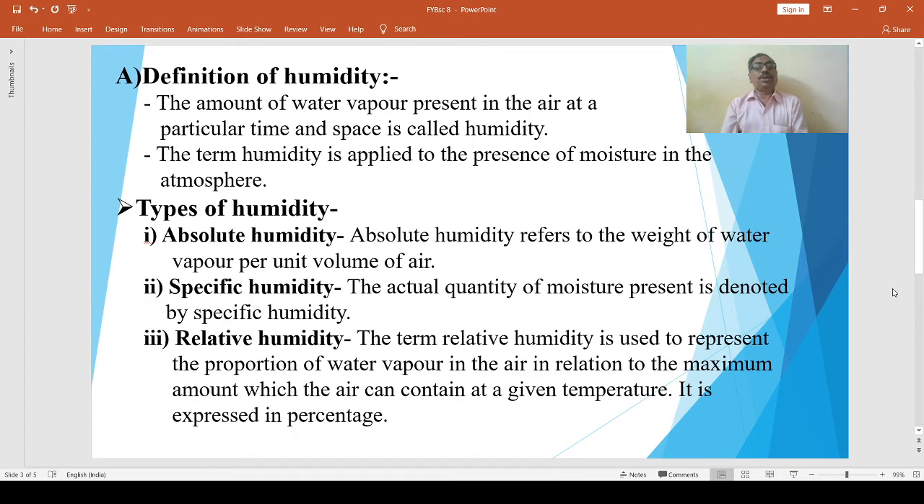Now we have to discuss the definition of humidity. The amount of water vapor present in the air at a particular time and space is called humidity. The term humidity is applied to the presence of moisture in the atmosphere. In the atmosphere, water vapor is the invisible gaseous form of water. The atmosphere picks up moisture from different sources on the Earth's surface. Heat is applied to moisture to evaporate it, that is, convert it into vapor.